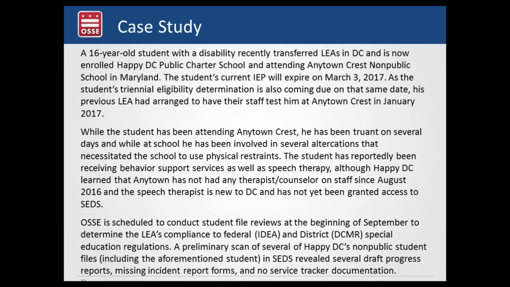OSCE is scheduled to conduct student file reviews at the beginning of September to determine the LEA's compliance with federal and local special education regulatory requirements. A preliminary scan of the student's file in SEDS revealed that several draft progress notes exist, the incident report forms are missing, and there are no service trackers.